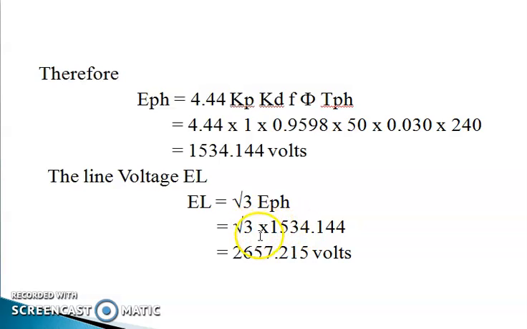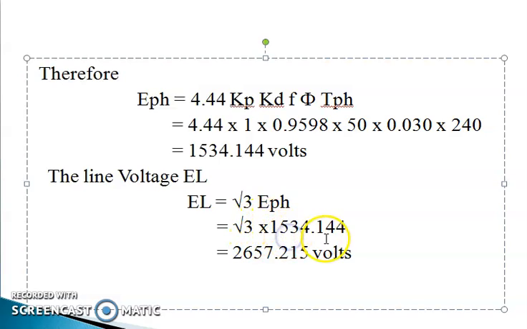By using that, we calculated the line voltage, that is root 3 into 1534.144, which is the phase voltage. By multiplying root 3 to this, we calculate the line voltage as 2657.2 volts.